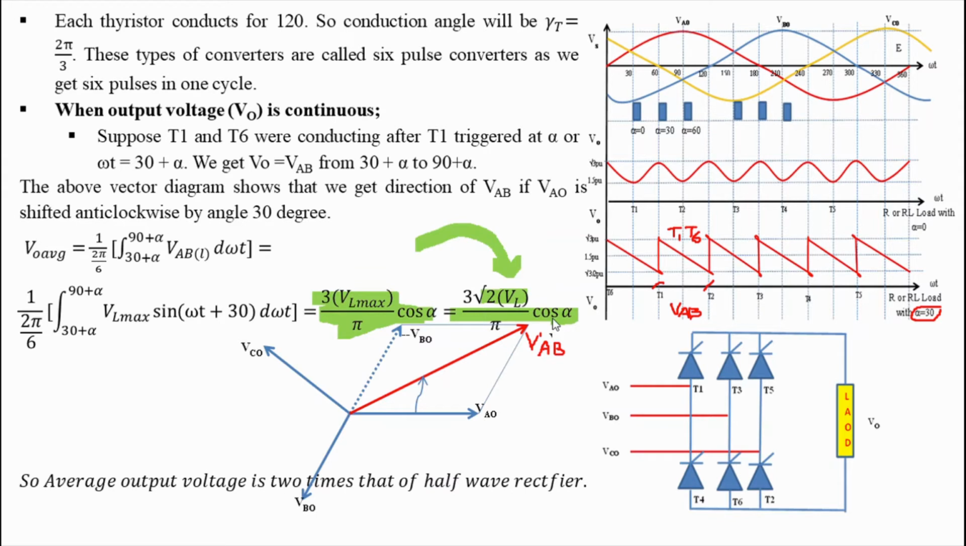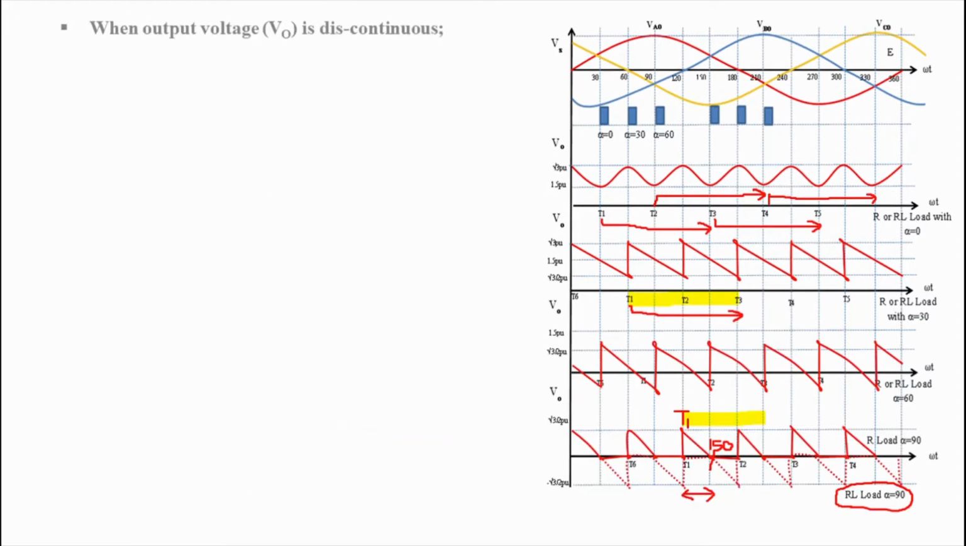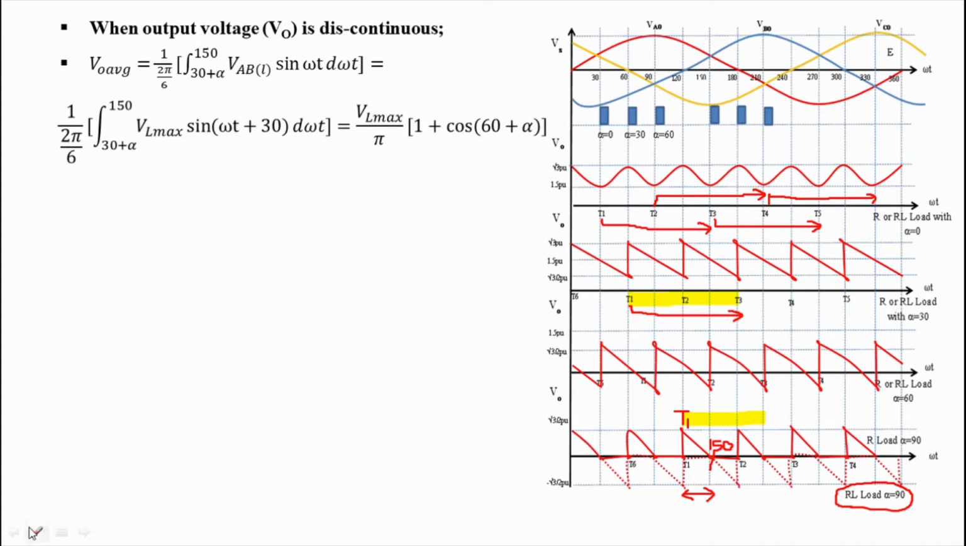And here we can clearly see this average output voltage is 2 times that of half wave rectifier. Now we will see the expression of average value of output voltage for discontinuous conduction mode. For this, we will take an example of discontinuous waveform.